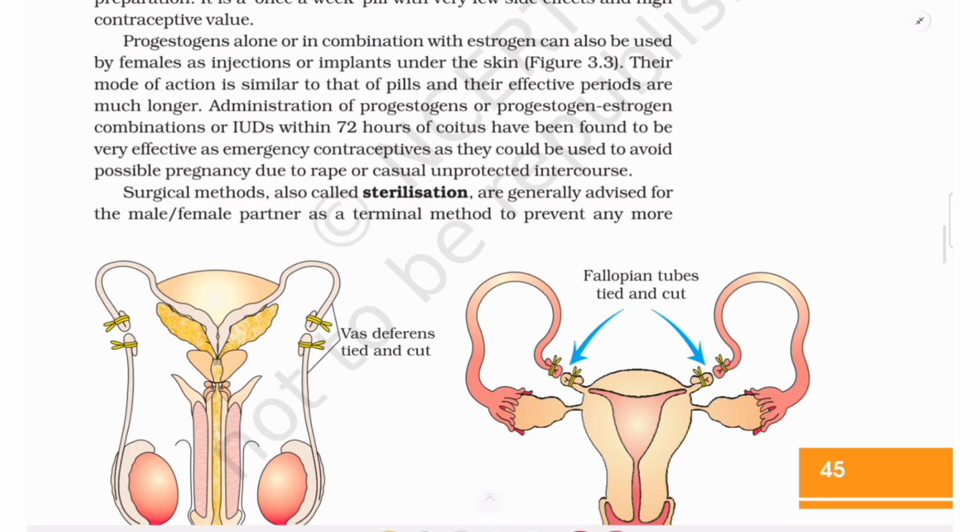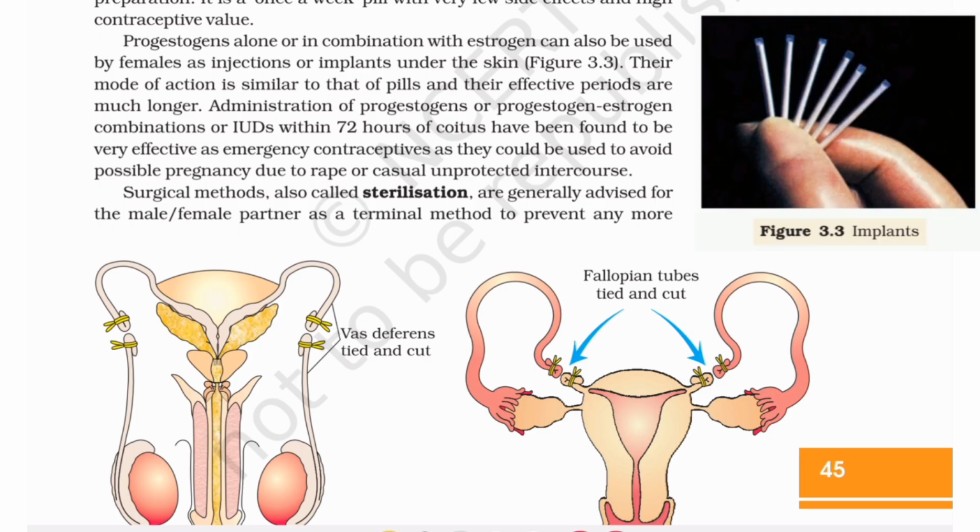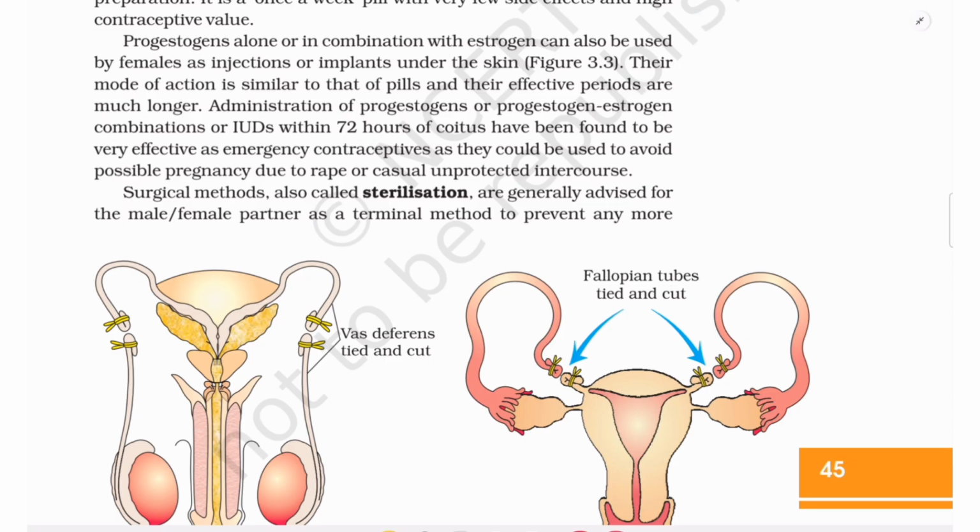Progestogens alone or in combination with estrogen can also be used by females as injections or implants under the skin, figure 3.3. Their mode of action is similar to that of pills and their effective periods are much longer. Administration of progestogens or progestogen-estrogen combination or IUDs within 72 hours of coitus has been found to be very effective as emergency contraceptives, as they could be used to avoid possible pregnancy due to rape or casual unprotected intercourse.